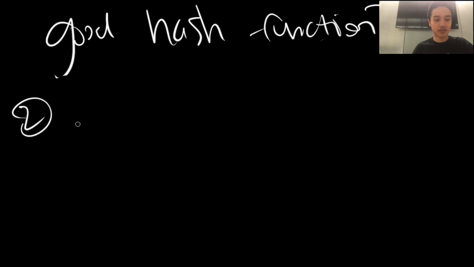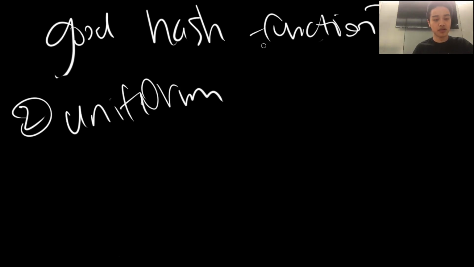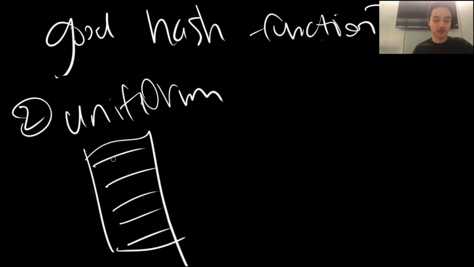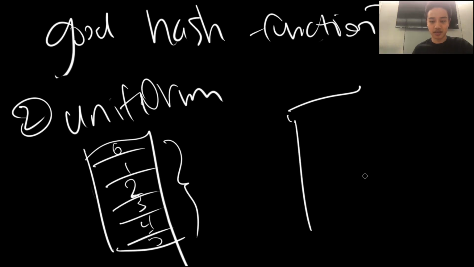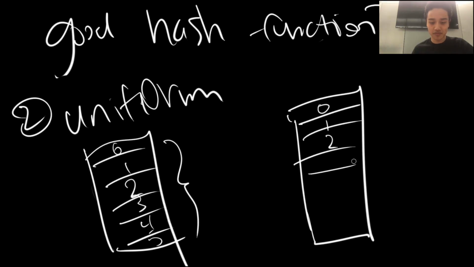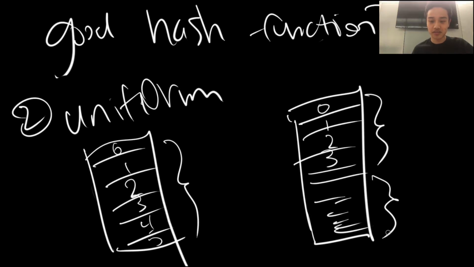The second attribute of a good hash function is that it is uniform. What I mean by that is that every expected input is spaced out very evenly throughout the entire hash table. For example, if every single space was filled like this, then this would be considered uniform. However, if we had a hash table like this, where maybe we have a lot of them scrunched up here, but then we have nothing that's filled down here, then this would not be considered uniform. In other words, every expected input has an equal probability of being placed throughout.